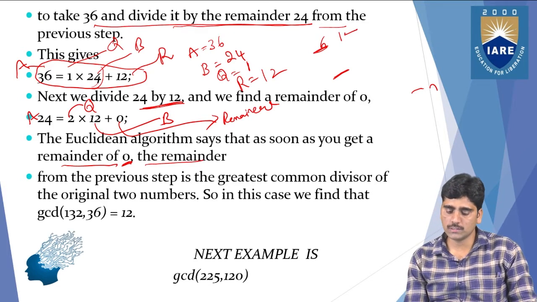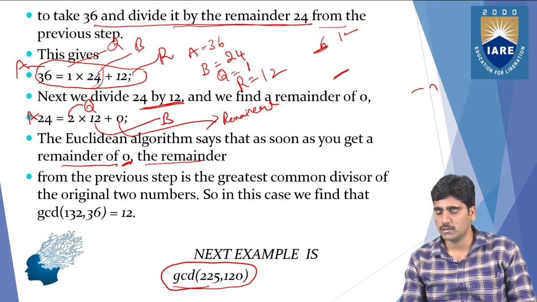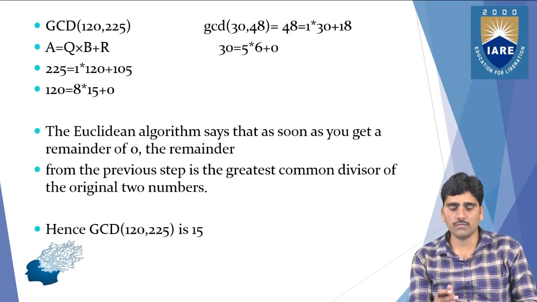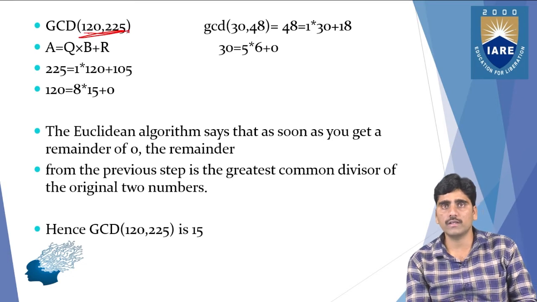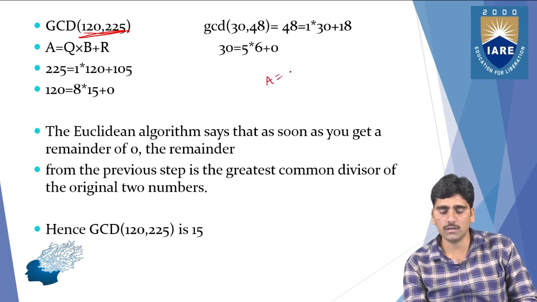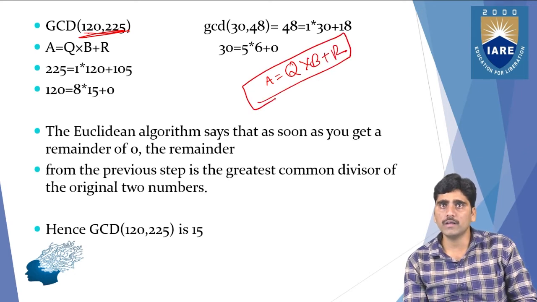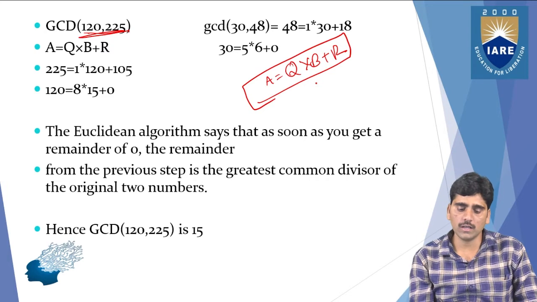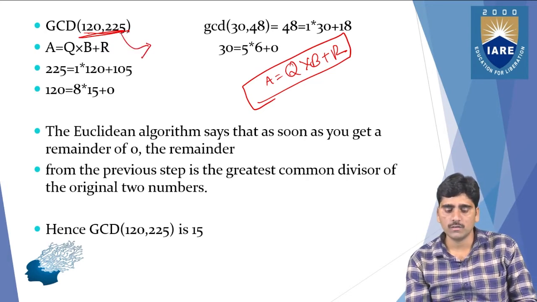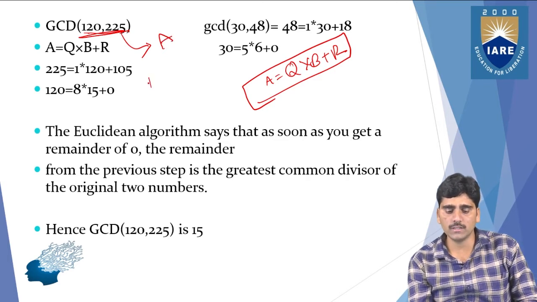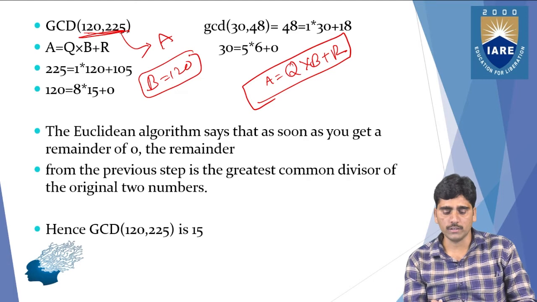Okay. So we'll see the next example. Consider the GCD of 225 comma 120. How can we see this? So GCD of 120 comma 225. We need to put the two numbers into the form A equals Q into B plus R. We need to make sure that the statement is in this form, right? As we said in the previous step, 225 is the value of A, and B is 120.